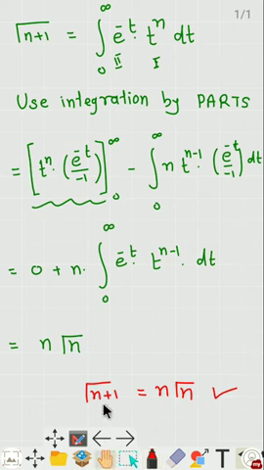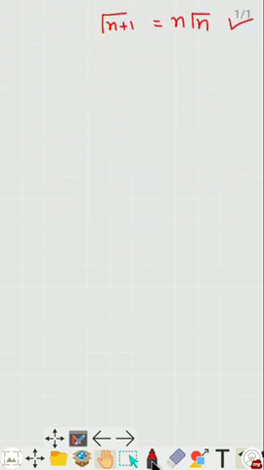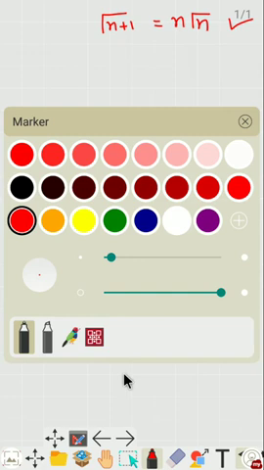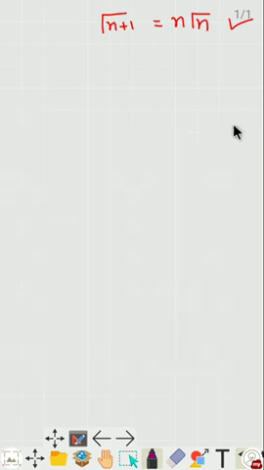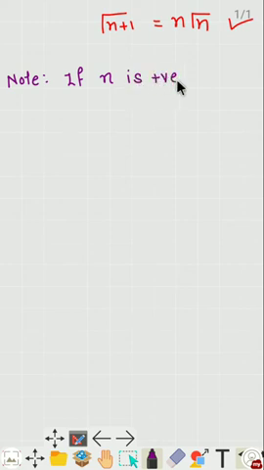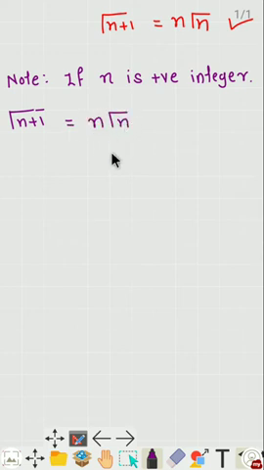Now here we write some note for the gamma function. The note is that if n is a positive integer, then gamma n plus 1 is equal to n into gamma n.